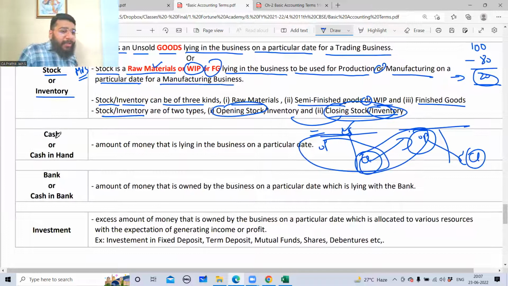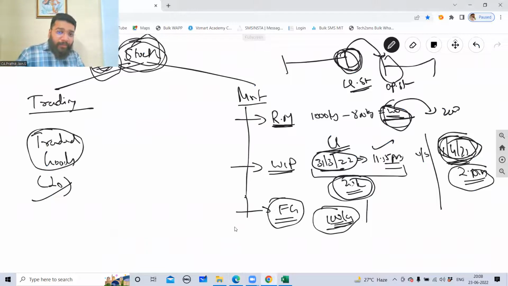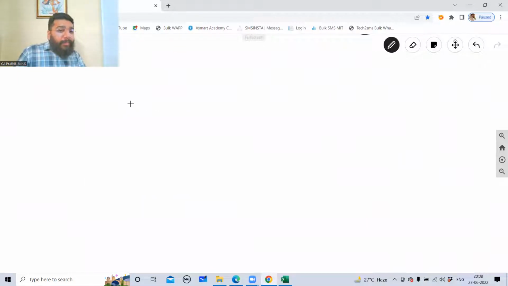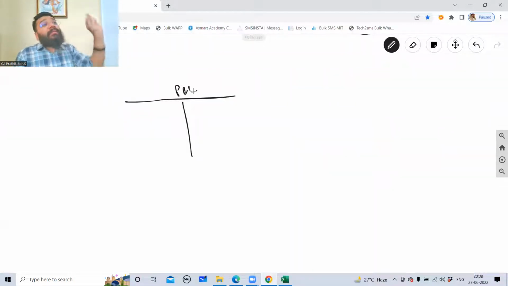Next asset is, guys, cash or cash in hand. It determines the amount of money that is lying in the business on a particular date. Now, please understand one point. When I'm preparing the trading and P&L, this trading and P&L account is for the entire year.